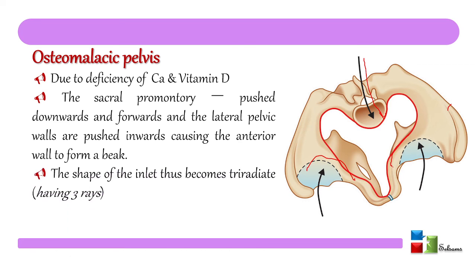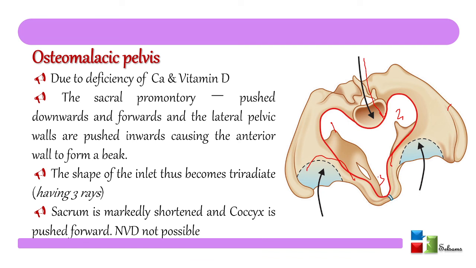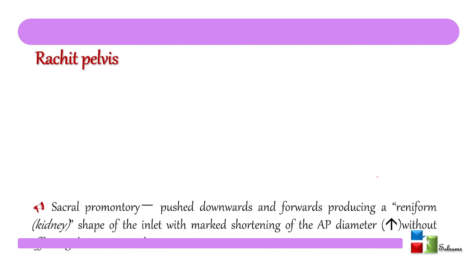And the shape of the inlet is forming a tri-radiate. It means 1, 2 and 3 radiate, somewhat like this. And the sacrum is markedly shortened and the coccyx is pushed forward. Normal vaginal delivery is not possible.